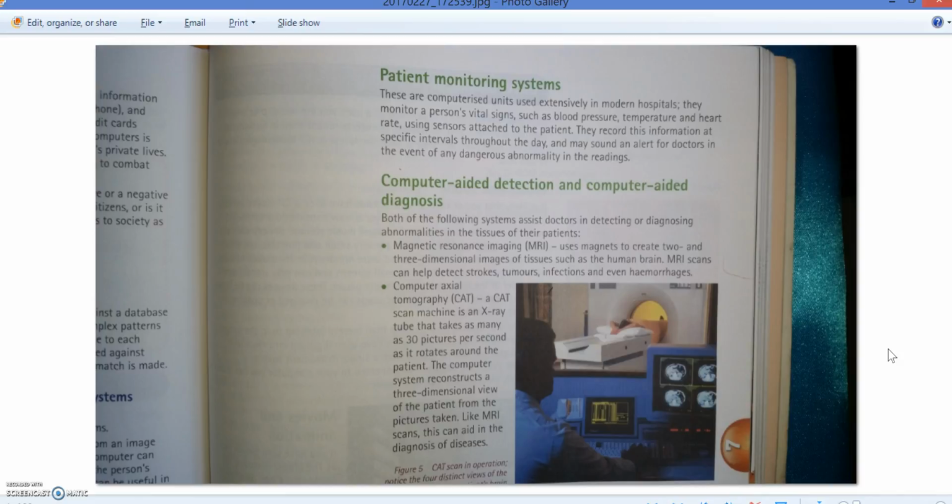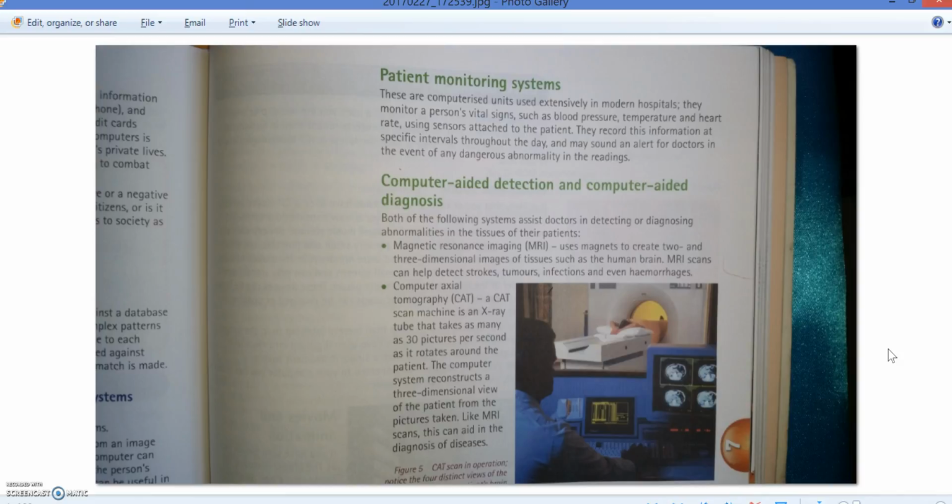Computer-aided detection and computer-aided diagnosis. So we have MRI, or magnetic resonance imaging, which actually uses magnets to create 2D and 3D images of various tissues in the human body and can actually detect things like tumors, for instance. So many people are getting cancer these days, so it's a very important piece of machinery, and again, computer controlled.